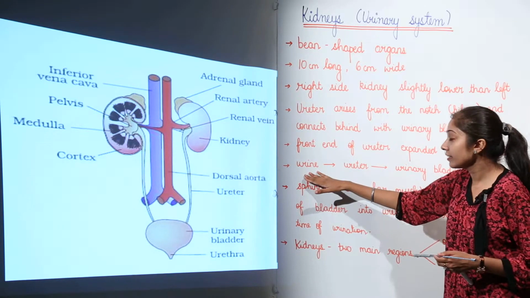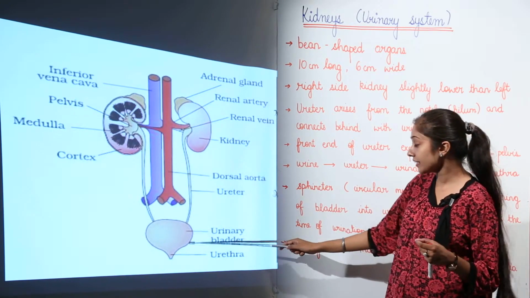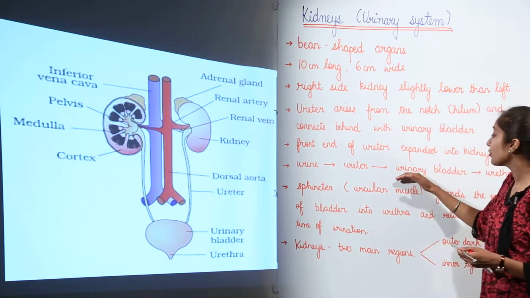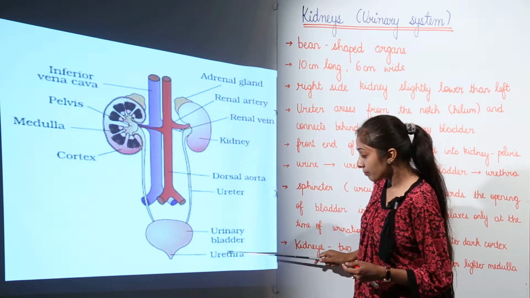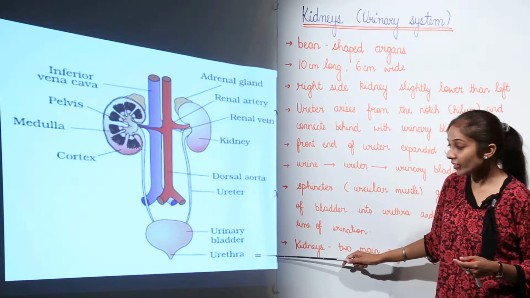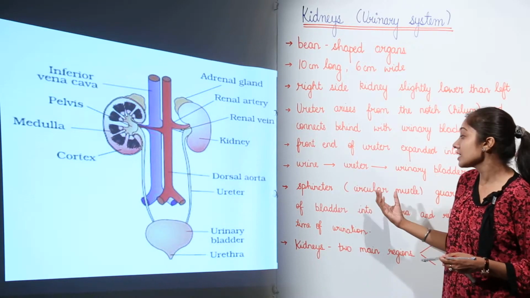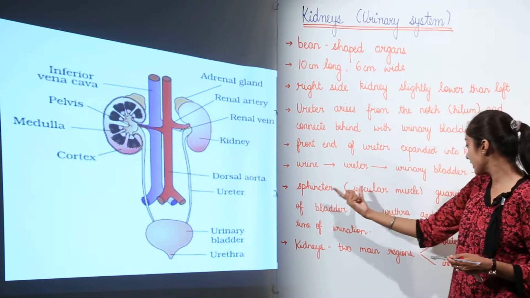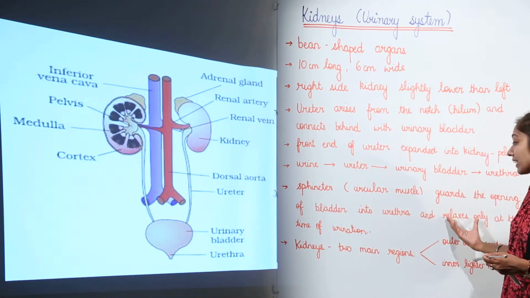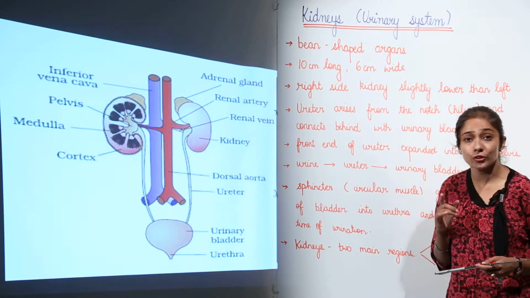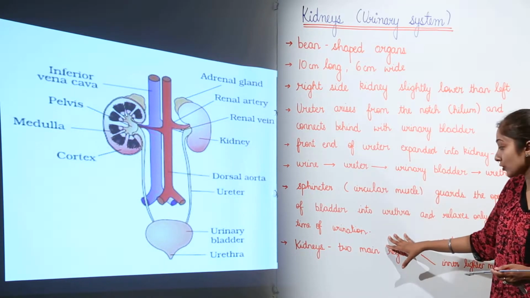So urine from the ureter is going to collect in the urinary bladder, and from the urinary bladder it is going to pass out of your body by the urethra. And here we have some circular muscles which we call sphincter, which guards the opening of the bladder into the urethra and relaxes only at the time of urination.